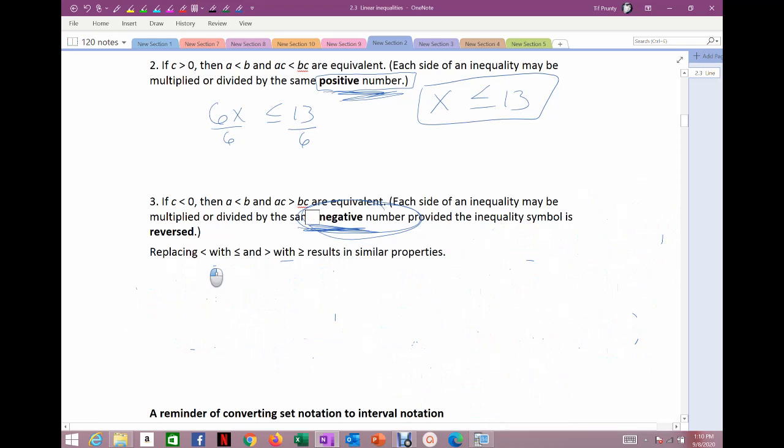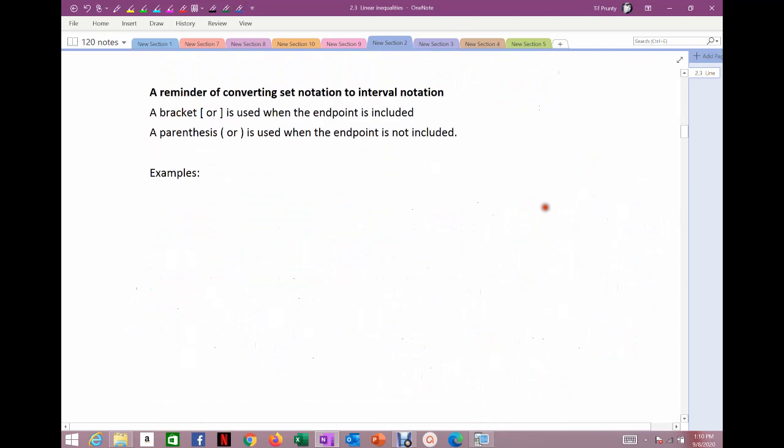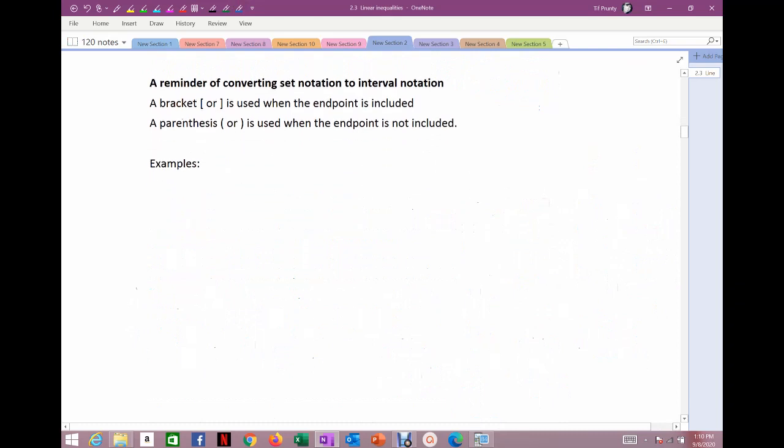All right, I have one more thing before I stop this video and start into solving, which will be the next video. It's just reminding you of set notation and interval notation. We like interval notation, but you should also know how to convert between the two. An example would be, suppose I have the set of every x such that x is less than or equal to 10.